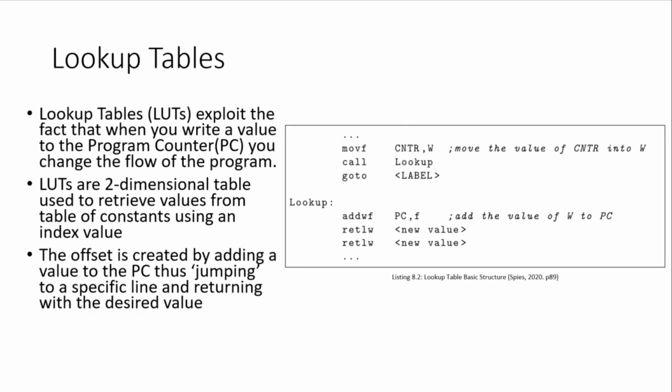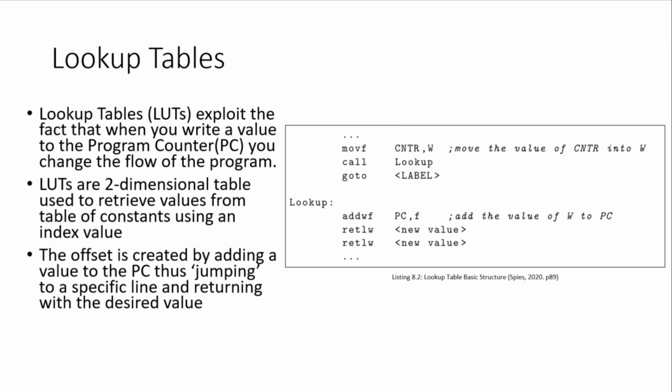Lookup tables are two-dimensional data tables used to retrieve values from a table of constants using an index value. The offset for which value to retrieve is created by adding a value to the program counter and thus jumping to a specific line in the lookup table and returning with a literal value.